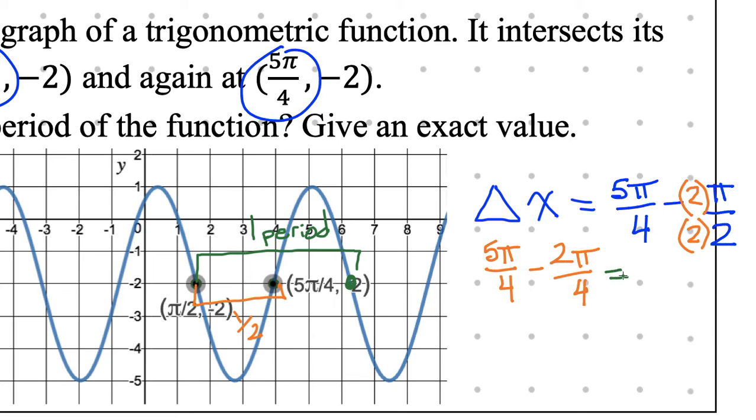Who's got this? What's 5 pi minus 2 pi? If I have 5 apples and I take 2 apples away, how many of those apples do I have? Yes, Ellery. 3 pi over 4. So our total distance in terms of our x between those 2 points is 3 pi over 4. That's not the answer. We're about to write down our answer right now. Period is blank. What is that blank answer?